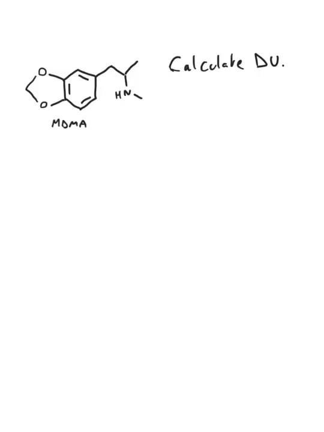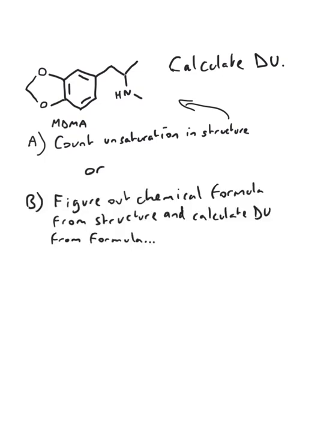Here's a bonus question about degrees of unsaturation. So if you're given the structure, how might you calculate the degree of unsaturation for said structure? Well, there are two approaches. You may count them off the structure itself, i.e. a degree of unsaturation per double bond and per ring, or you could just calculate the chemical formula of the structure and then calculate the DU from that. Have a go. You may pause now, and here's the answer.